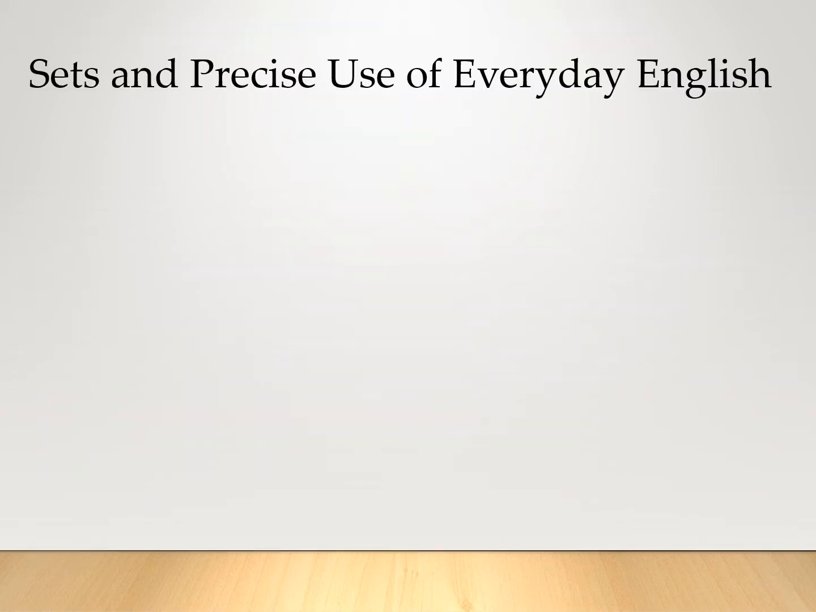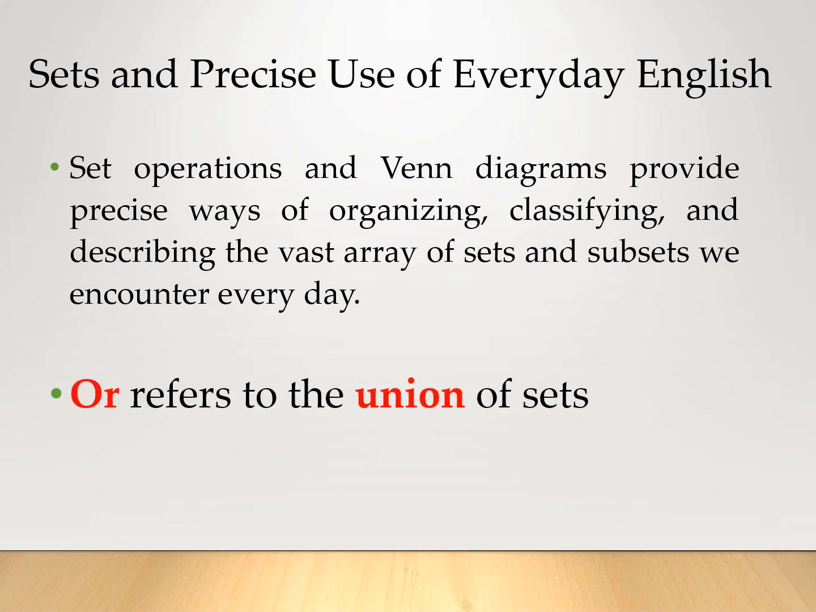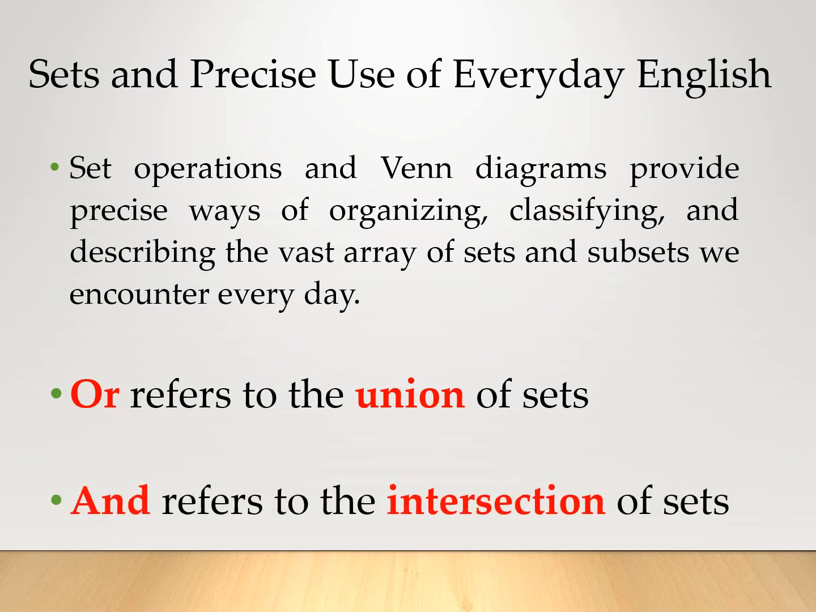Sets and precise use of everyday English. There are English words that we need to understand in order for us to solve a problem using sets later on. So set operations and Venn diagrams provide precise ways of organizing, classifying, and describing the vast array of sets and subsets we encounter every day. The word "or" refers to the union of sets, and the word "and" refers to the intersection of sets. Okay, please remember that one: "or" for union of sets and "and" for the intersection of sets.